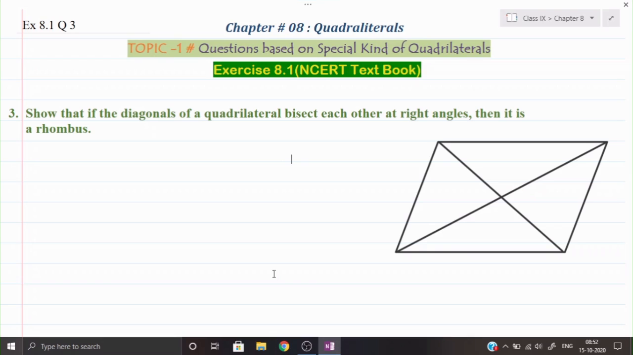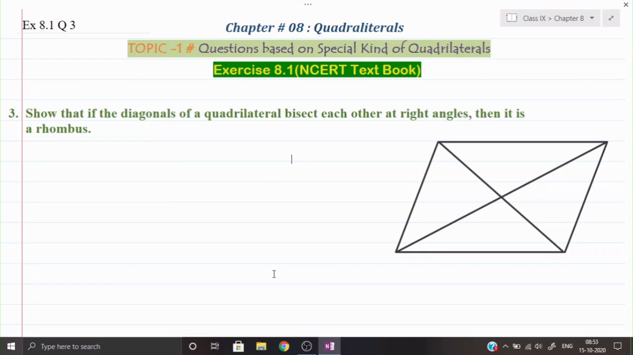In this whole topic, exercise 8.1, we shall deal mainly with the properties of special kinds of quadrilaterals, and we shall also deal with the congruency of two triangles. Whatever task is given to us, we shall complete that task with the help of congruency of two triangles. Okay, so now let us see the first question.